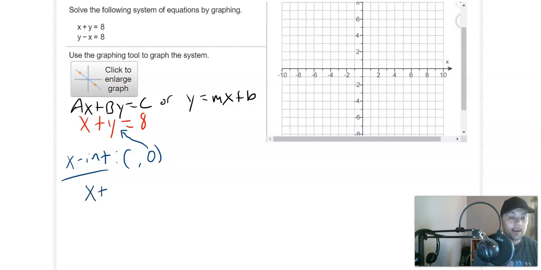And what's great about intercepts is that you're plugging in zeros. And when you plug in 0, things just kind of go away, and it makes the equation a lot easier to manage.